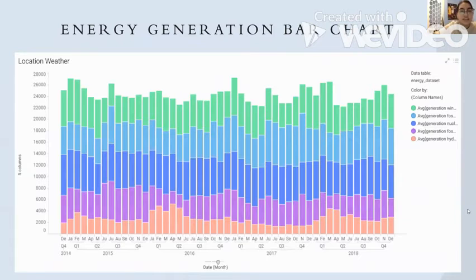Next, we have the energy generation bar chart. As you can see, it is broken down by the different quarters of the year. And so the total bars make up the total actual load of energy, and each of the colors represent the different generation factors such as wind, fossil, nuclear, hydro, and solar.